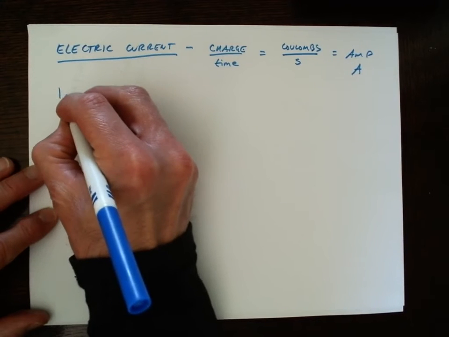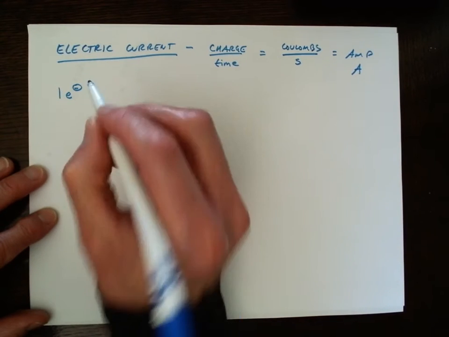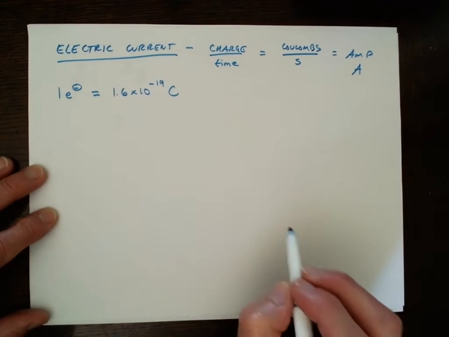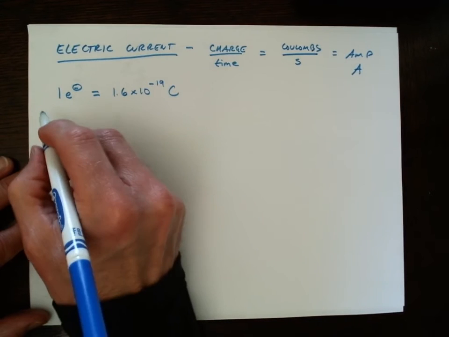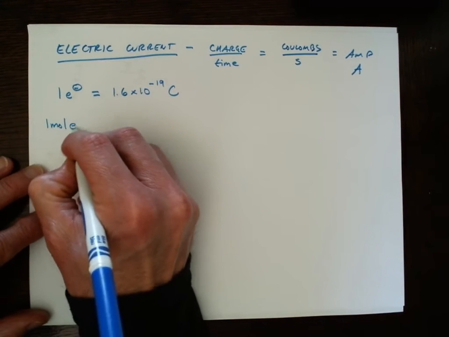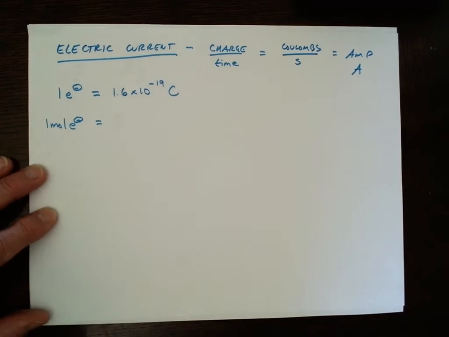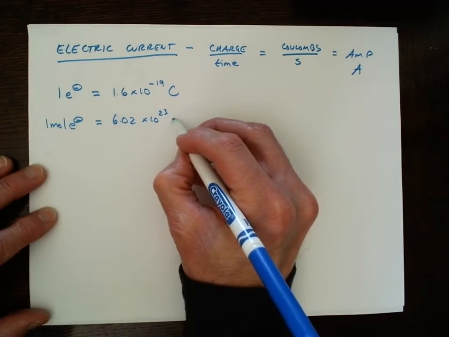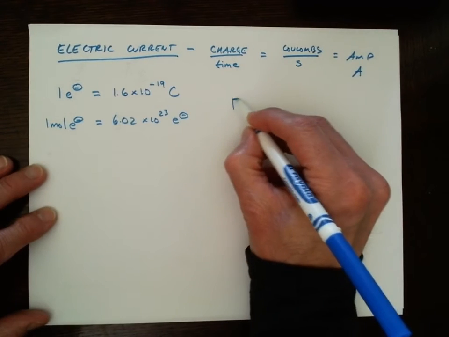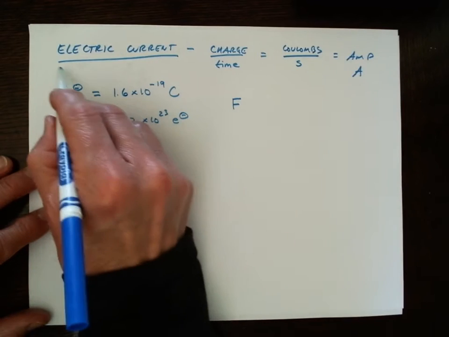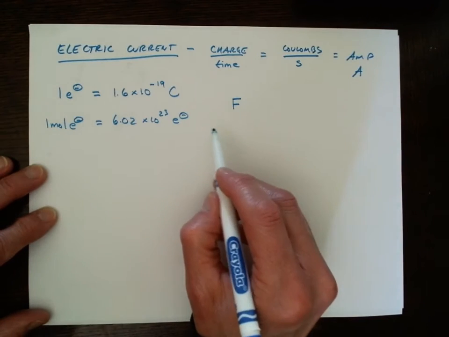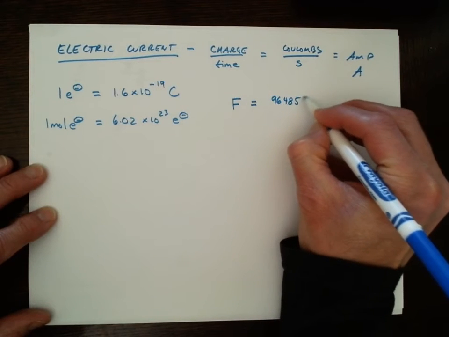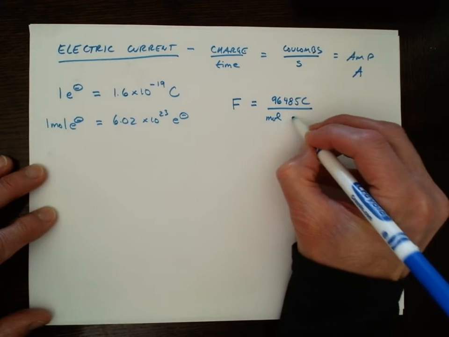The first is you should recognize that every electron, a single electron, carries 1.6 times 10 to the negative 19 coulombs. And we also should remember that 1 mole of electrons carries with it 6.02 times 10 to the 23rd electrons. Faraday's constant is also useful in relating electric current to chemical reactions. Remember, Faraday's constant is 96,485 coulombs of charge for every mole of electrons.